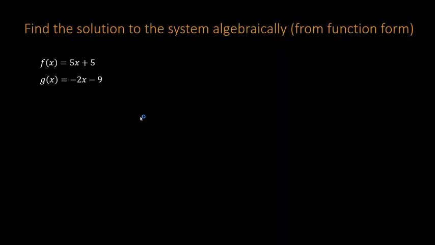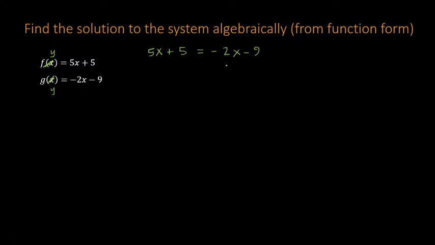Let's do another example. So once again, we're going to find the solution to this system algebraically. The first thing I'm going to do is rewrite both of my functions as equations. To rewrite a function as an equation, all you do is get rid of the function notation and replace it with y. So if y equals 5x plus 5 and y equals negative 2x minus 9, then 5x plus 5 must be equal to negative 2x minus 9. Remember that the whole reason of doing this is to get this down to a one variable equation that we can solve.